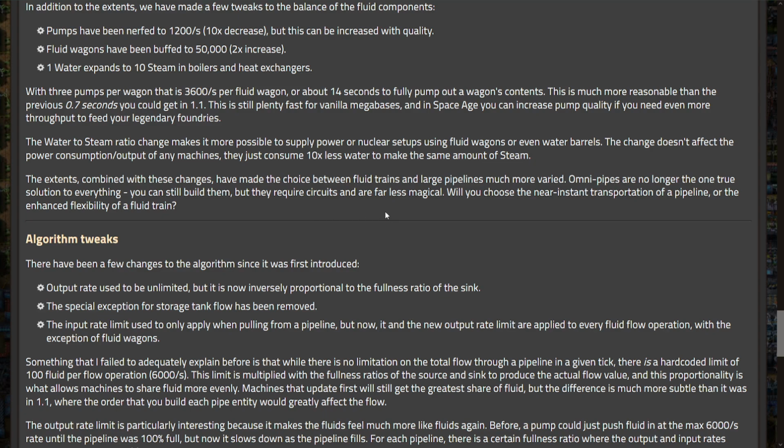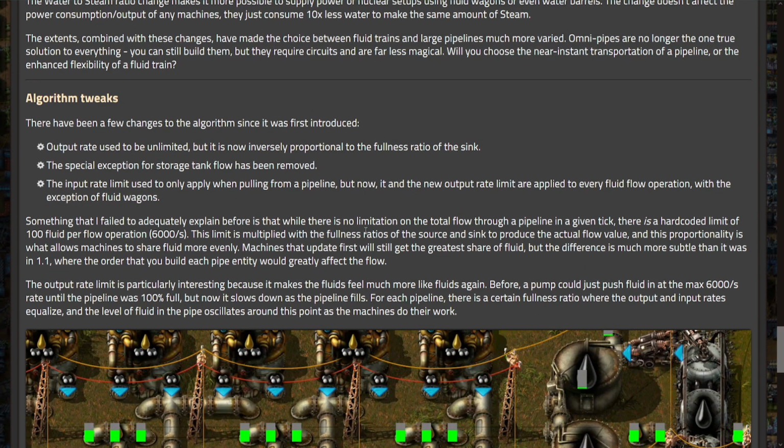Basically, this makes the whole choice between large pipelines and fluid trains more doable, so you can actually make an informed decision rather than being sort of forced into large pipelines just by the game mechanics that made large pipelines much easier before. Basically now it's less magical. Before it was just fluid that magically appeared at the other end of the pipeline.